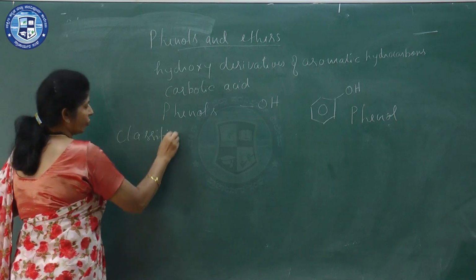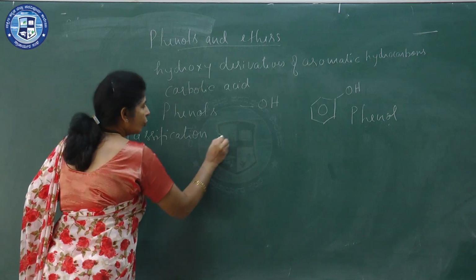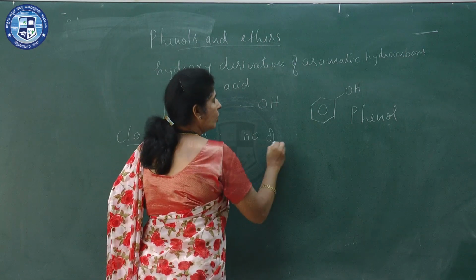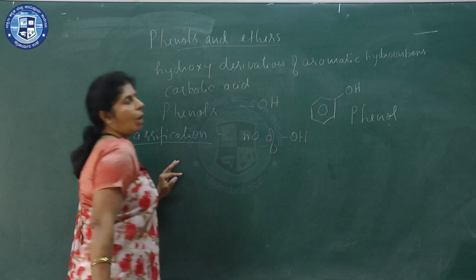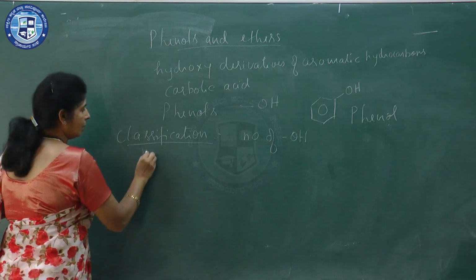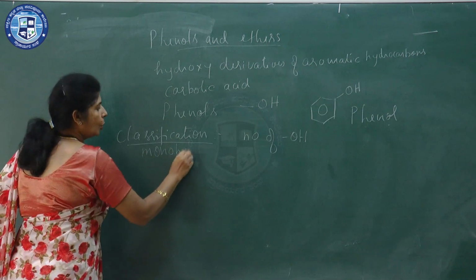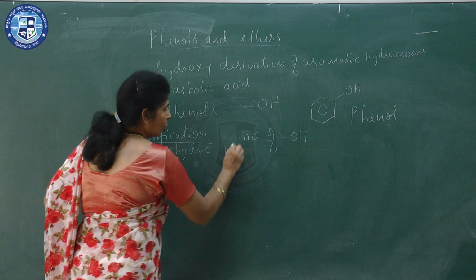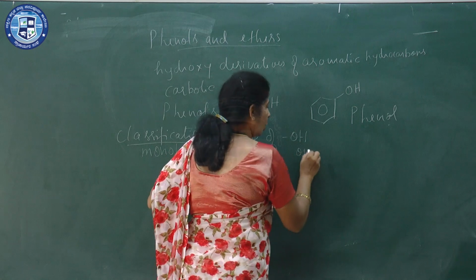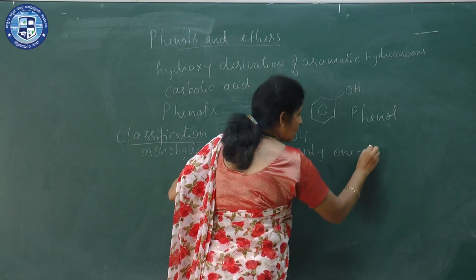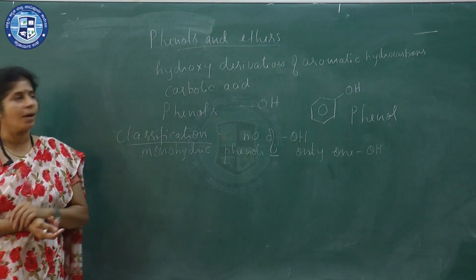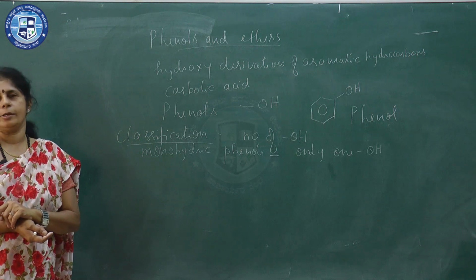So, classification of phenol. Phenol classification is done on the basis of the number of hydroxy groups present on the ring structure. If only one OH group is present, the phenol is known as monohydric phenol. Monohydric phenol means the ring contains only one hydroxy group attached to the aromatic hydrocarbon. For example, it is phenol itself.